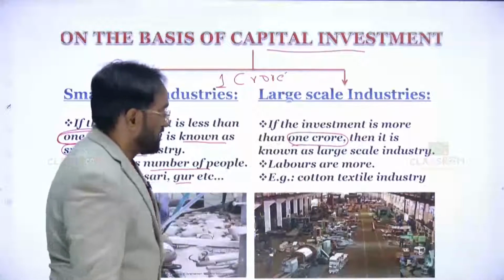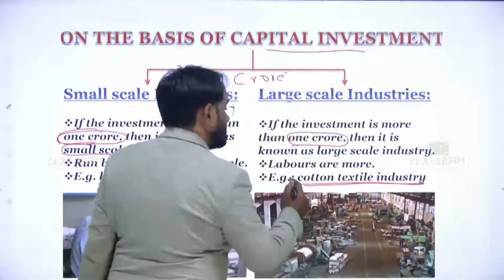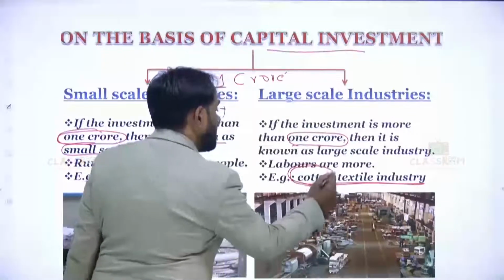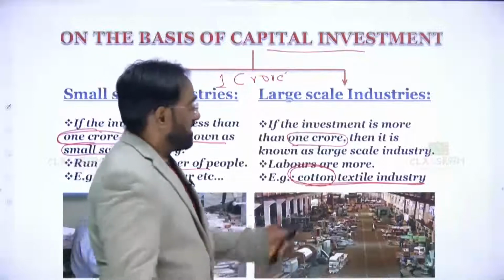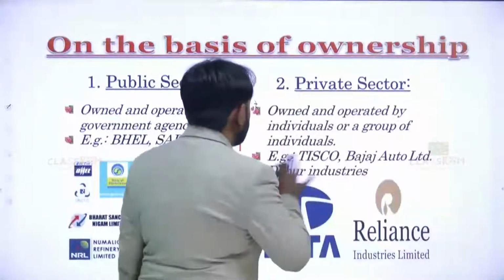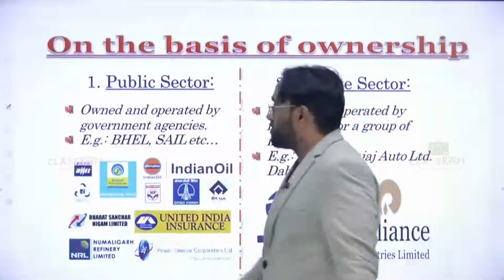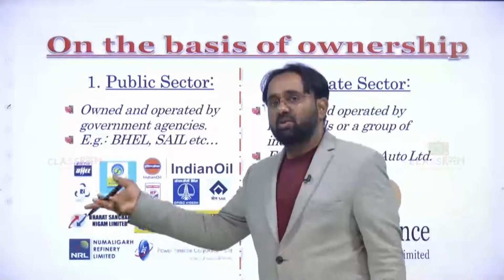an example is the cotton textile industry. Okay, cotton textile industry: this cotton raw material is supplied from agriculture, that is the primary sector, and this industry is the secondary sector. Okay, based on the ownership, there is public sector and private sector, very important, you will see them in your everyday life.